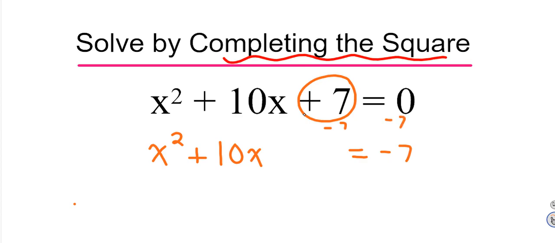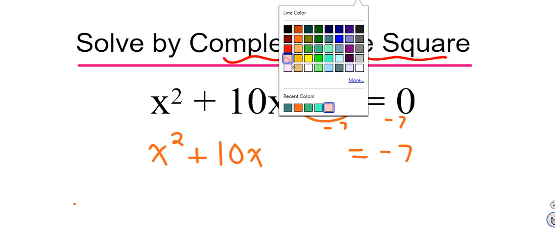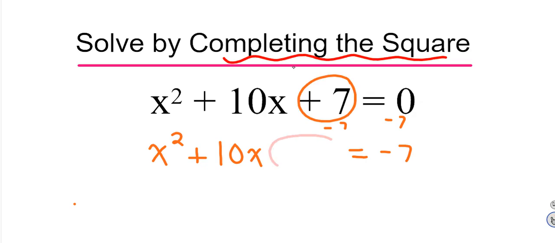And we're going to leave this space right here. I don't know, I feel like pink right here. We're going to leave this space because we're going to put something in this space. Now, what are we going to put in this space? Well, what we're going to do is we're going to come over and we're going to look at this number.